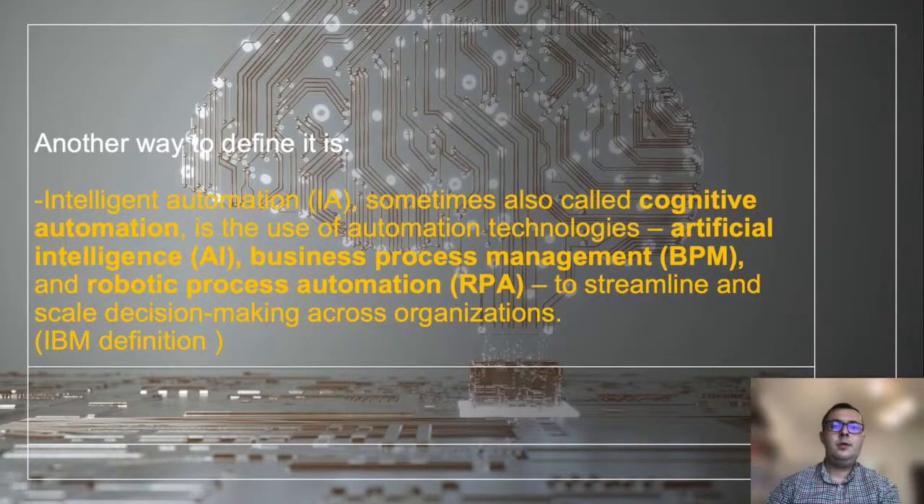Another way to define it is the following. Intelligent automation is sometimes also called cognitive automation, being the use of automation technologies such as artificial intelligence. Here we have a more complex definition, which incorporates more than the two concepts that I explained before. So here we have, first of all, artificial intelligence, like previously stated, but we also have business process management, as well as robotic process automation, in order to streamline and scale decision-making across organizations. This is a different definition offered to us by IBM in order to incorporate more processes and more things that we can upscale here.